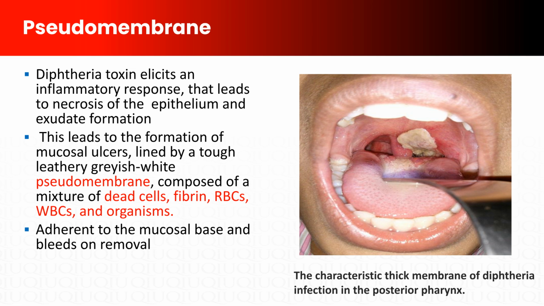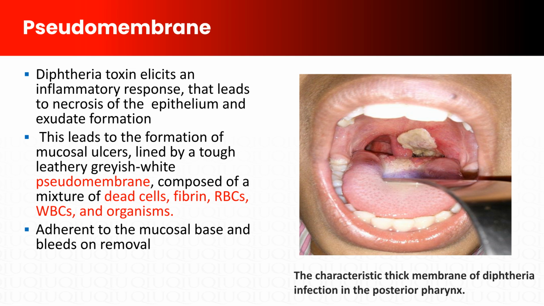Diphtheria toxin is the key virulence factor of Corynebacterium diphtheriae. This potent exotoxin has both local and systemic effects. Locally, the toxin causes tissue damage through its cytotoxic effects. The toxin elicits an inflammatory response at the site of infection.